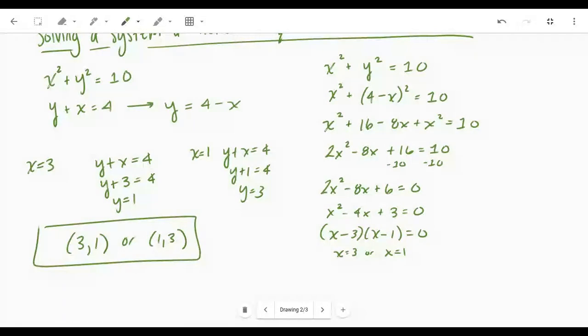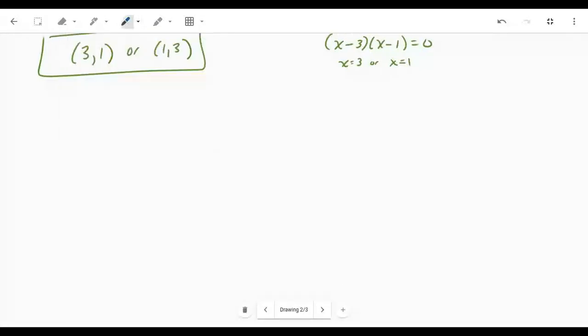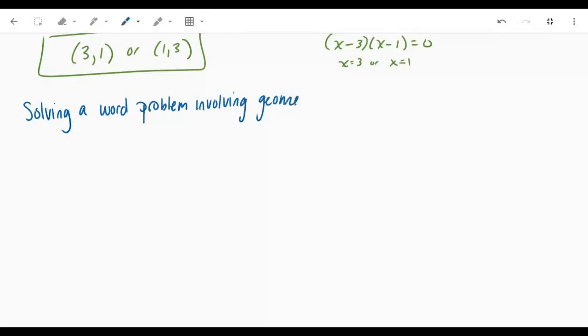Okay. Our next one. We have solving a word problem involving geometry using a system of nonlinear equations.